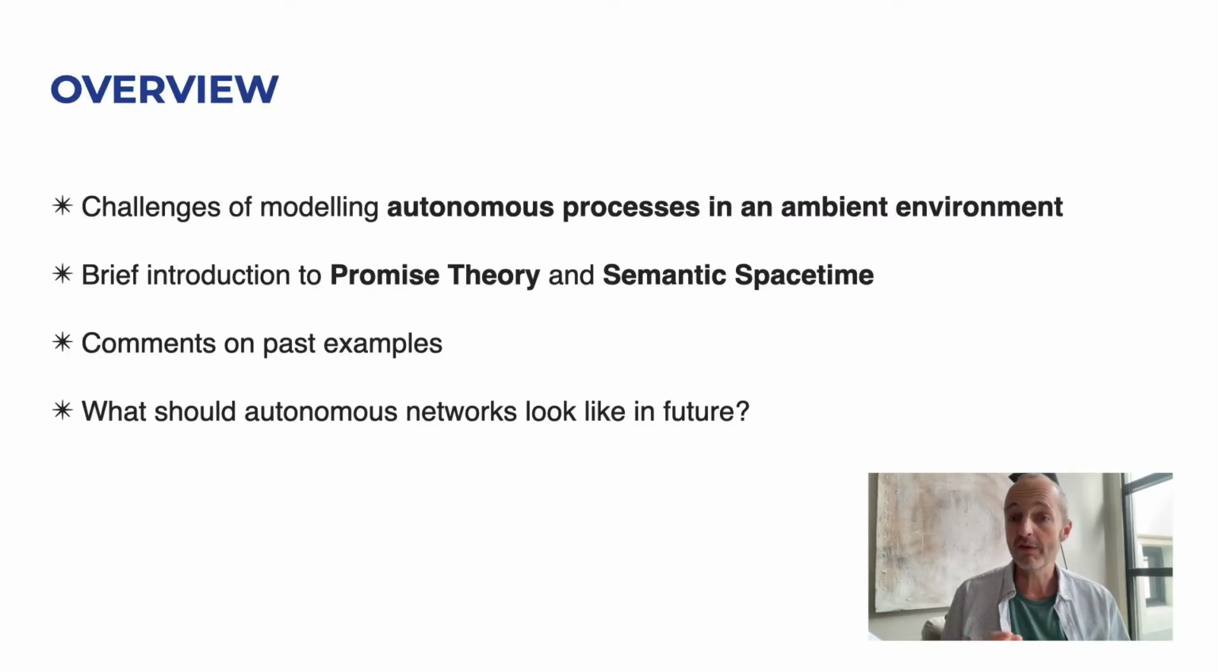So here's a quick overview of what I want to cover. First, I want to talk a little bit about the challenges of modeling autonomous processes in an ambient environment. Then briefly introduce, without too many details, promise theory and semantic spacetime. Comment on some past examples that have used these approaches, and then ask, what should these autonomous networks look like in the future? How do we need to build these things? How do we put self-sufficient processes into the real world?